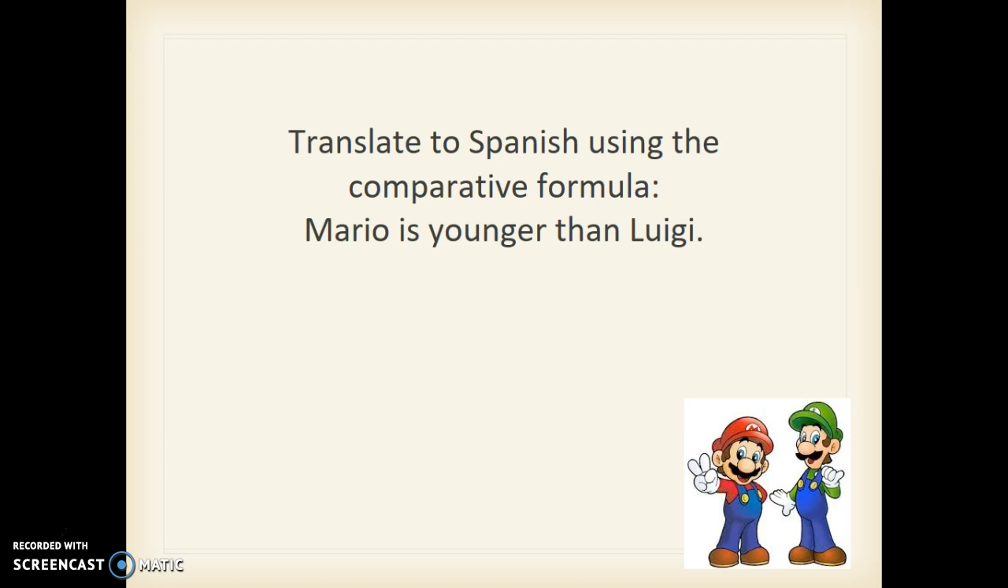Mario is younger than Luigi. Mario es menor que Luigi. Is younger than Luigi. Good.